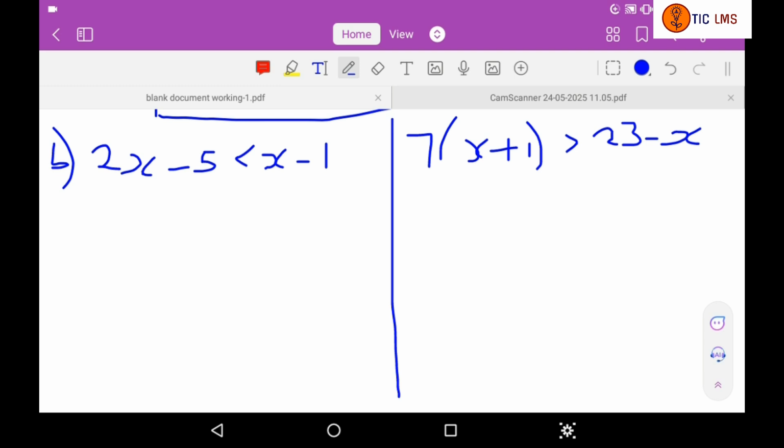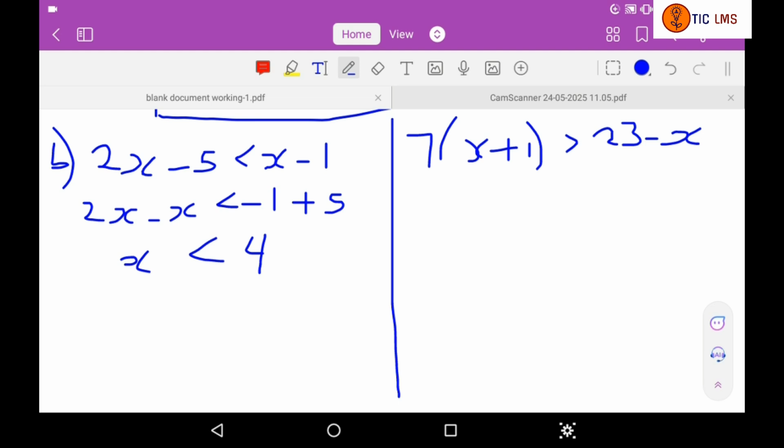In order to solve this, let's start with the left. To collect the like terms, we have 2x minus x less than negative 1 plus 5. By the way, if you don't understand how we're moving the terms, how the negative is turning to positive, you may want to watch some of the earlier videos. So 2x minus x, it means 2x minus 1x, and then negative 1 plus 5 gives us 4.